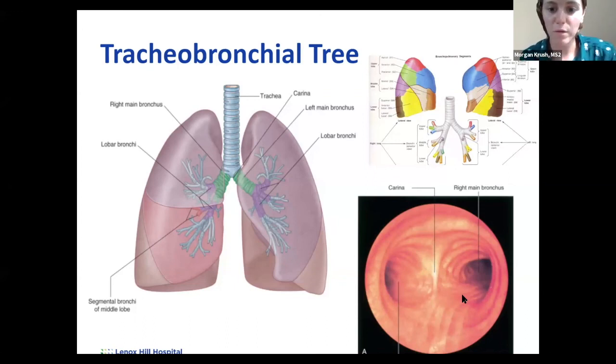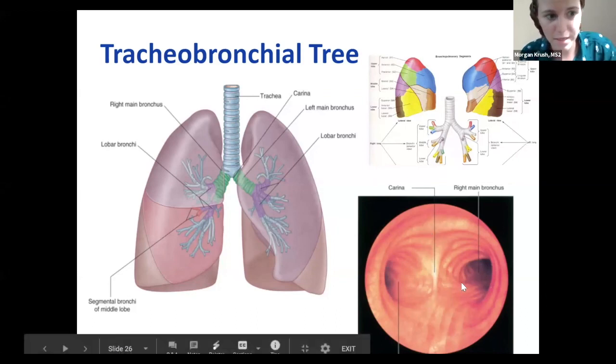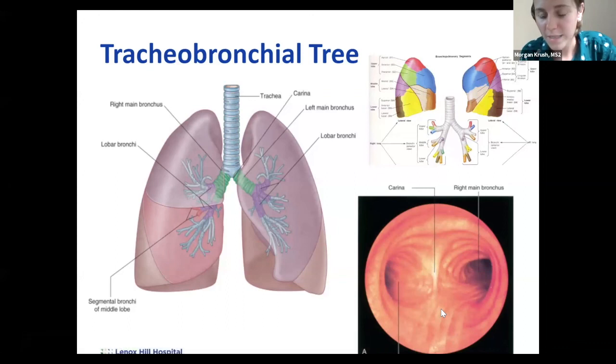So it's really helpful. The trachea splits into two, and there's the left main bronchi and the right main bronchi. And the right is actually, you can kind of see on this bronchoscope down here, that the right actually comes off a little steeper and it's wider than the left.